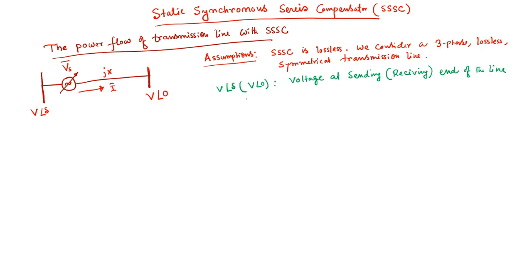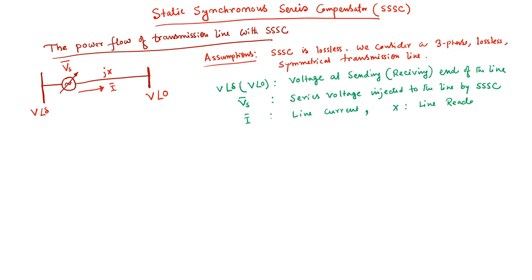Okay. Then we consider that Vs is the series voltage injected to the line by SSSC. This I represents the line current and X represents this line reactance. Okay. So, we consider this is a short line model.